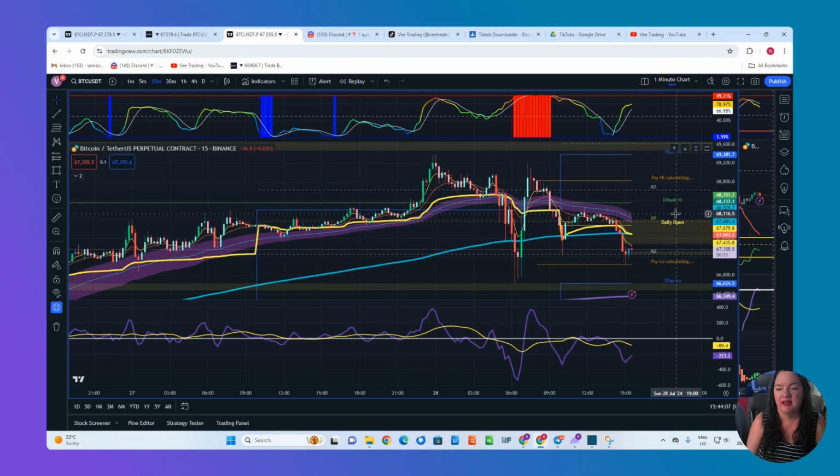The rest of the indicator is basically a series of moving averages. We have our small moving averages, which is a 5 and a 13. The yellow and the orange is 5 and 13.